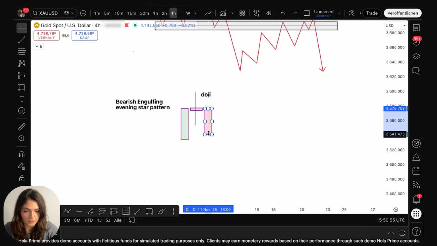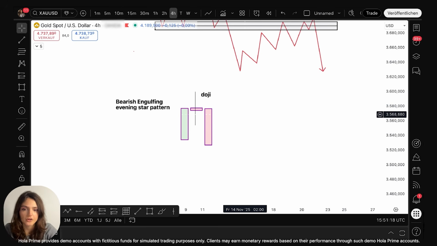We don't want it to be just engulfing this doji, because then we don't have a valid candle pattern. We don't have a valid setup. So we do want to engulf both of these candles and maybe be even a little bit bigger. So enough painting, let's go to the actual gold chart.